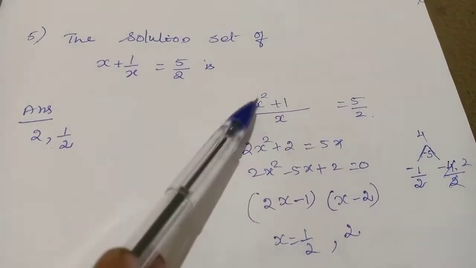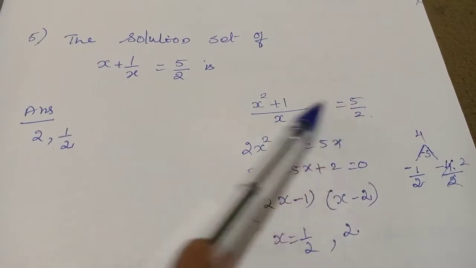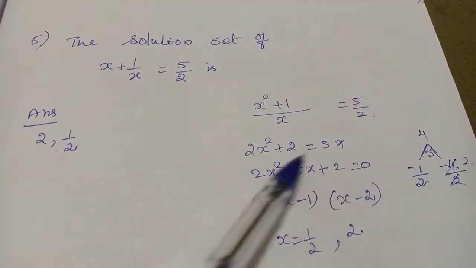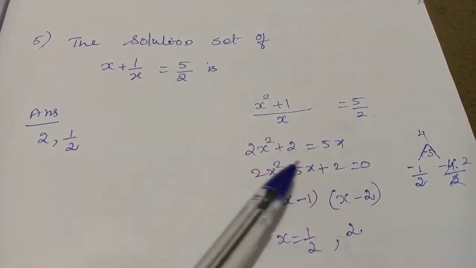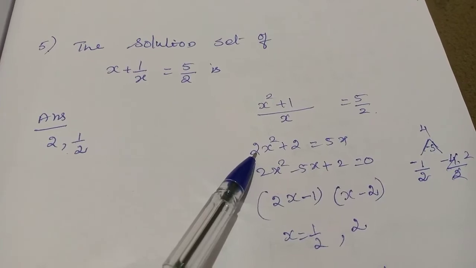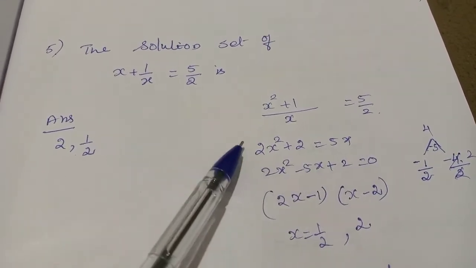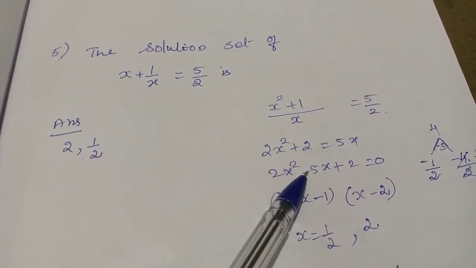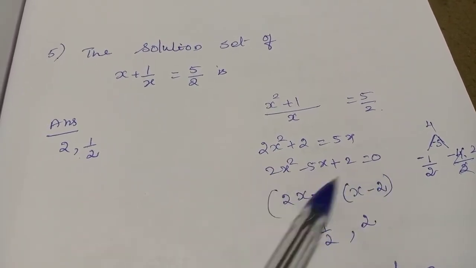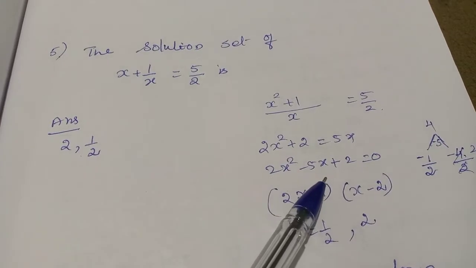2 into x square plus 1 can be written as 2 into x square, which is 2x square, plus 2 into 1, which is 2, equal to 5 into x. Now this x term we can bring to this side, so it becomes minus 5x. So it can be written as 2x square minus 5x plus 2 is equal to 0. Now it becomes a quadratic equation, so it can be factorized.